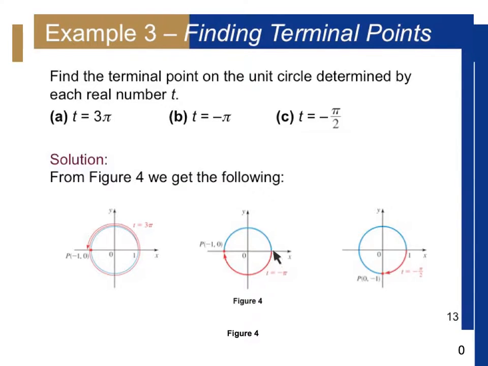Minus pi, we're going to go backwards, right? So we're going to go clockwise. So minus pi is minus half a circle, and we end up at minus 1, 0. Minus pi over 2, we go backwards, and we're going to go a quarter of the circle. So that takes us to 0, minus 1. So those are our terminal points for these three values of t.